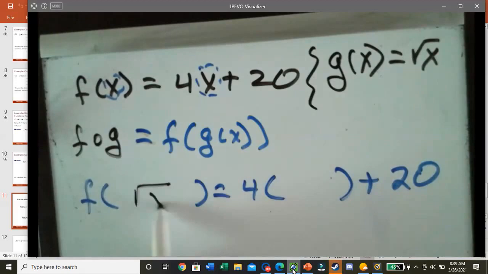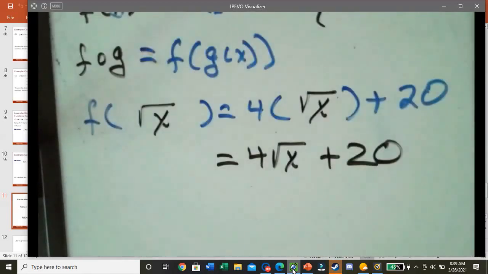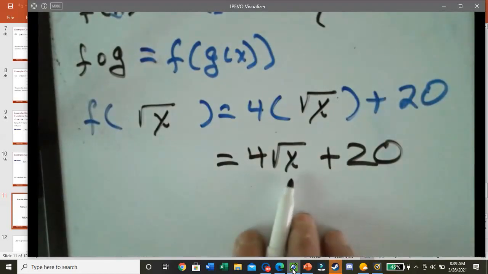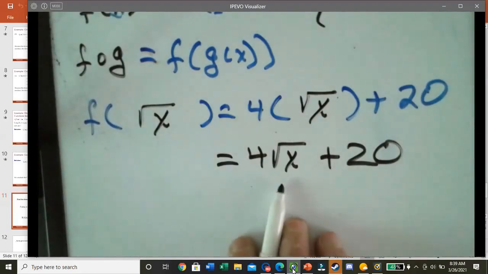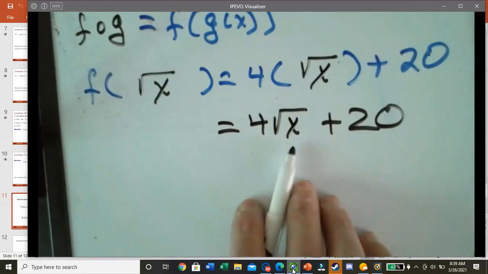Okay, so you should have just put square root of x in, right? So we get 4 square root x plus 20. Now, we don't have all real numbers, right? Because x is in the radical. So how do we find the domain if x is in the radical?